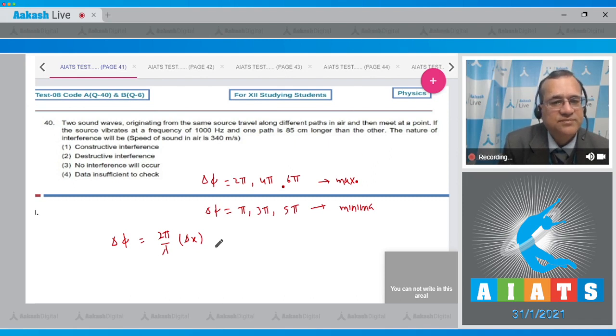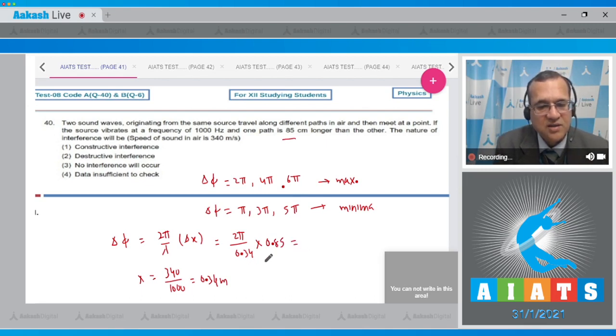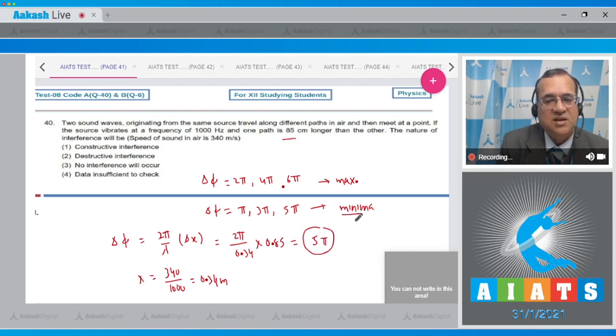Now it's given that sound velocity is 340 meters per second, and so lambda will be the velocity divided by the frequency. So this would be 0.34 meter. If I fill up here, this is 2 pi divided by 0.34 meter, and the path difference is given as 85 centimeter, 0.85. And if you solve, you cancel with 17, so this becomes 5 pi. And if the phase difference is 5 pi, it is the minima or destructive interference. So the answer to this question is option 2.